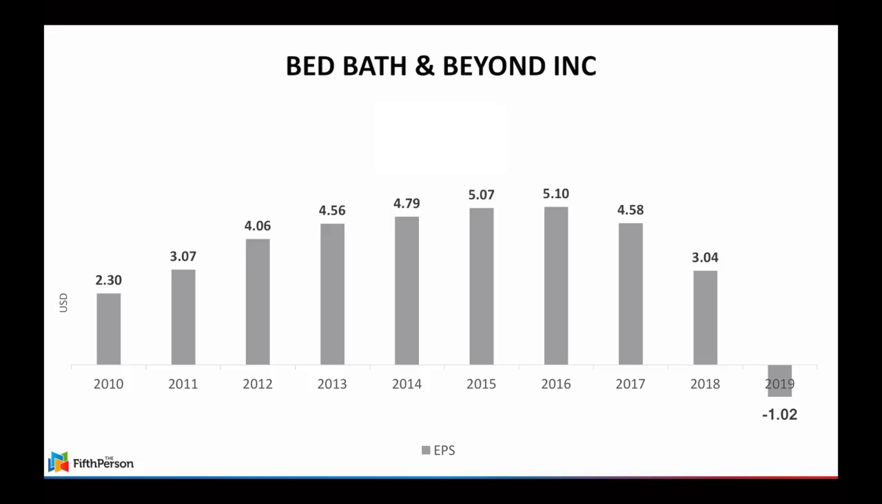But from 2015 onwards, you can see that their profits have been declining. And there's a sharp drop in 2019. So every time you see this, you have to really check what's the issue that the company is facing that caused the net profit to decrease.